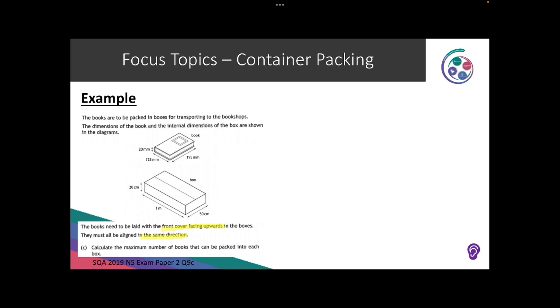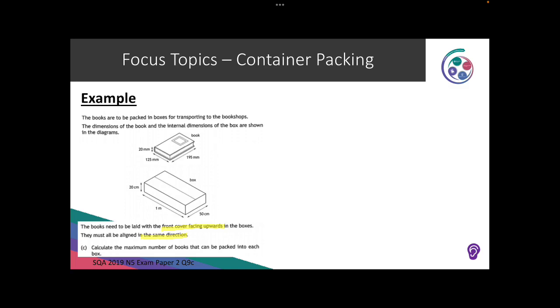Now, they're never going to give you a question that has more than 2, maybe 3 at a push, options here for how they're going to be packaged, and they get around that by saying they have to be a specific way up. For you to be able to get all the marks for this question, you have to show that you have considered 2 different ways that these can be packed into the boxes.